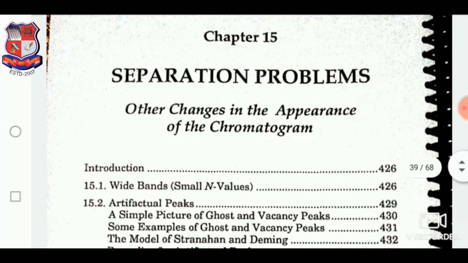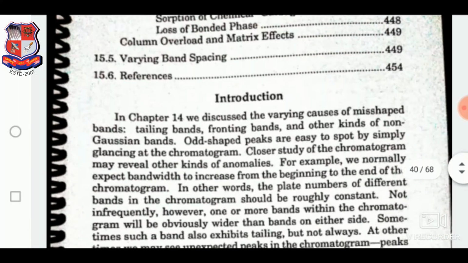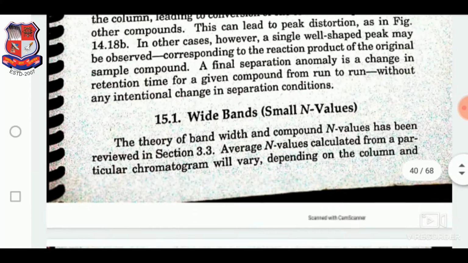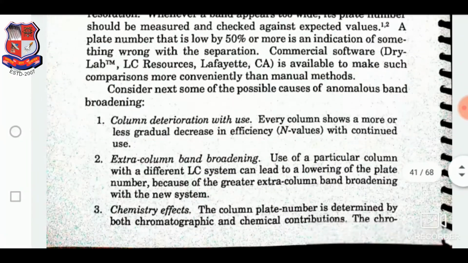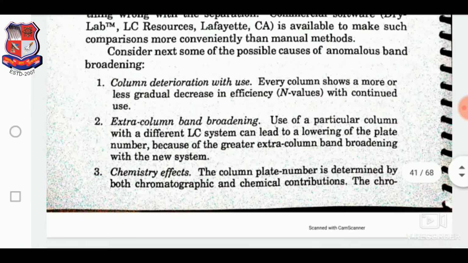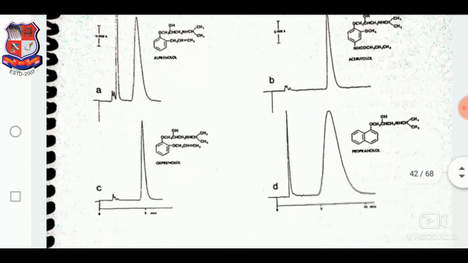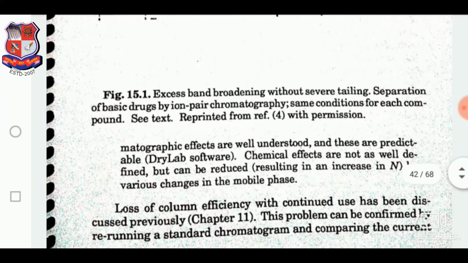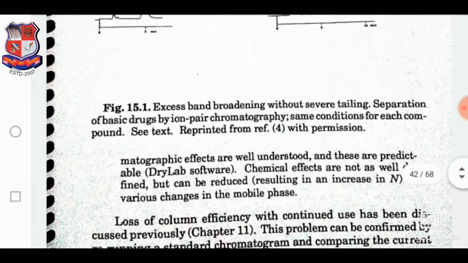Other separation problems: other changes in the appearance of the chromatogram. These are the contents, starting from wide bands and small N values, where there is a theoretical plate problem. Possible causes are column deterioration with use, extra column band broadening, and chemistry effects. These are the chromatograms here. Excess band broadening is observed here.